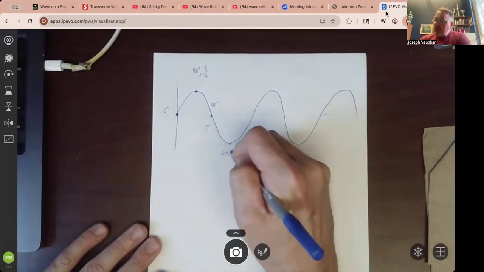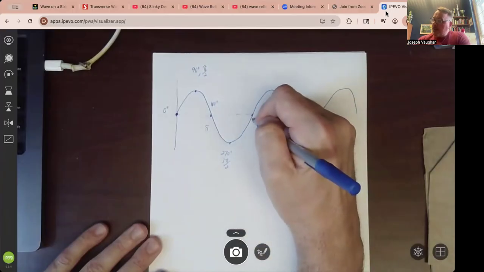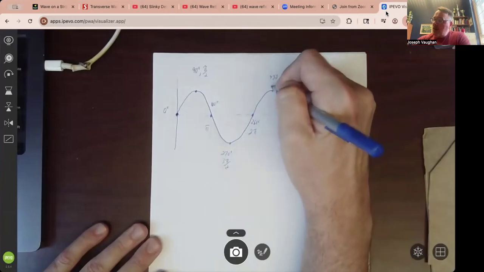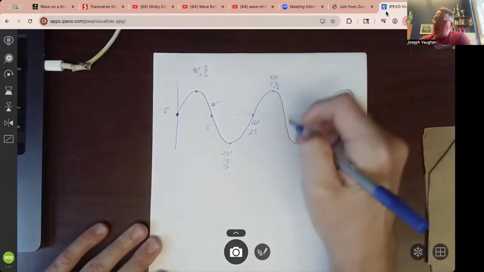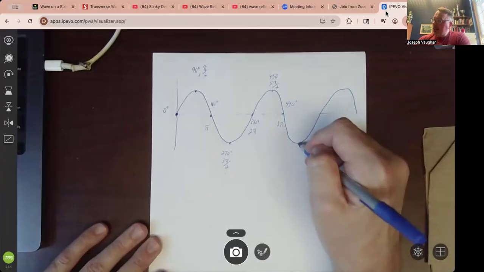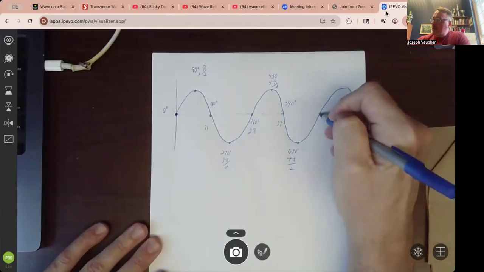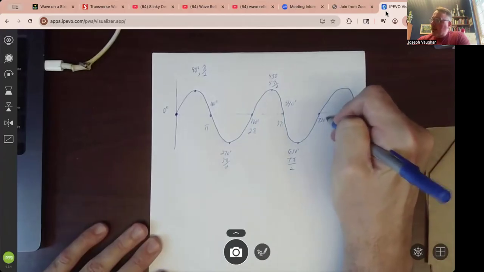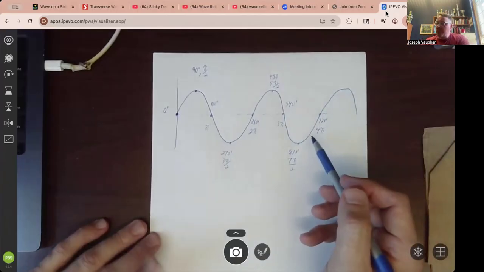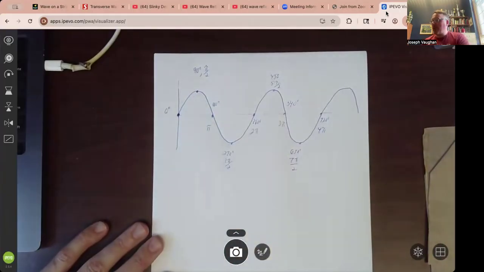Here, 270 degrees, or 3 pi over 2. Here, 360 degrees, or 2 pi. Here, 450, or 5 pi over 2. Here, 540 degrees, or 3 pi. Here, 630 degrees, or 7 pi over 2. Here, 720 degrees, or 4 pi, right? 4 pi, which is, of course, 8 pi over 2. So 1 pi over 2, 2 pi over 2, 3 pi over 2, so on and so forth, right?